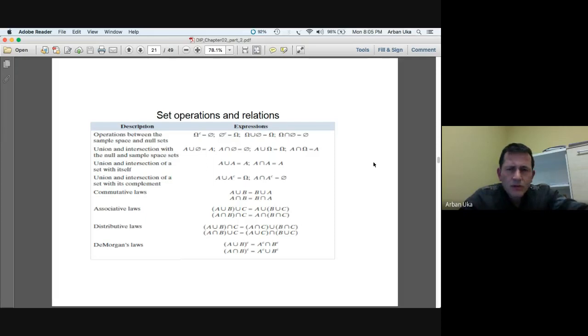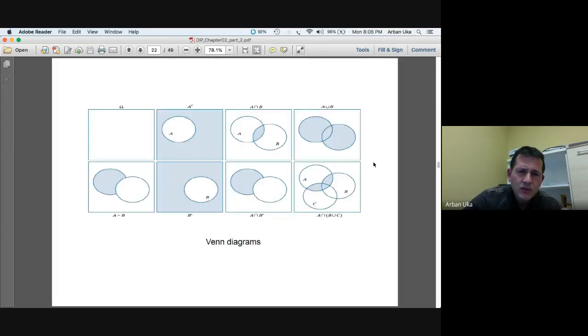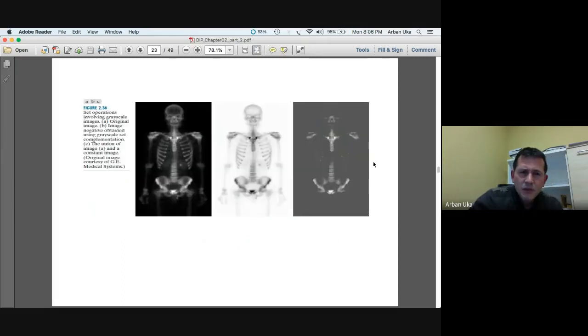Now, we talked before about the different possible set operations that can be used when we are dealing with images, and some of those are union, intersection, associative laws, or De Morgan laws. In order to describe these operators, we can use Venn diagrams, where we can see, for example, the region A, the A complement, the intersection of A and B, and many more.